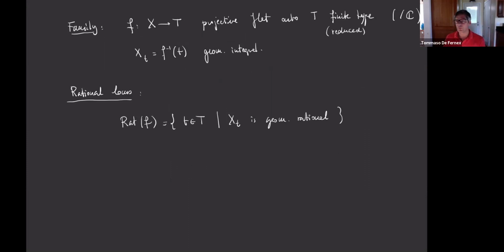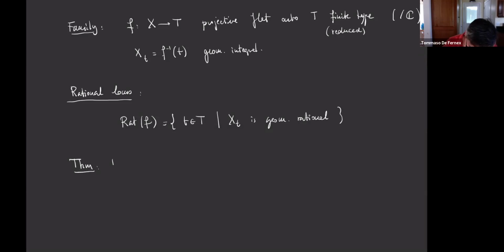In general, you want to have this word geometrically rational because you could have, for instance, the pencil of conics, a fibration in curves where every closed fiber is rational, but the generic fiber is not rational because of the field. But if you pass to the algebraic closure of the function field, then it becomes rational, of course. It becomes another del Pezzo surface. So in order to get a good structure theorem for the rational locus, you really want to define it this way. So the main theorem that we're going to focus on today is the following.